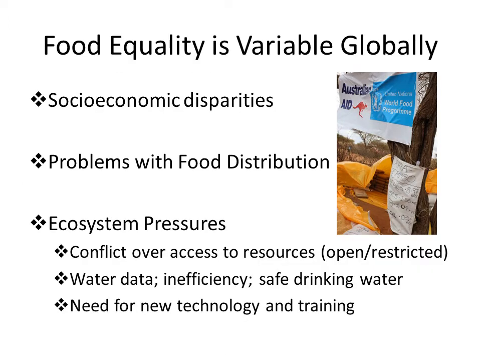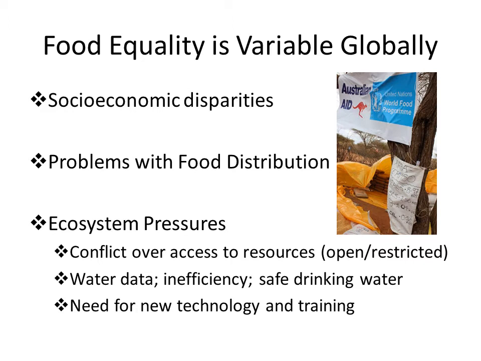Food equality is variable globally. Often we mention it as food inequality because we find that many people have access to food, but many more people do not have access to sustainable nutrients. We have to start with socioeconomic disparities, which would include looking at things such as the differences between upper middle class and upper class societies, and looking at lower class and developing nations.